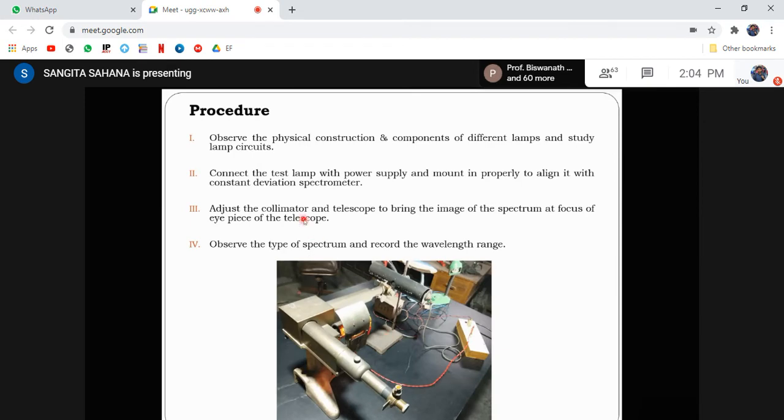So you have to adjust the collimator and the telescope to bring the image of the spectrum at focus of the eyepiece of the telescope. This is the telescope. So you have to rotate the drum, means you have to rotate the prism, and it will be at the focus of the eyepiece of the telescope.